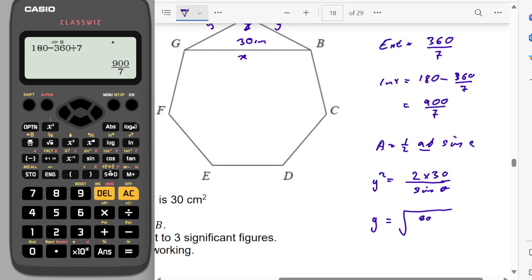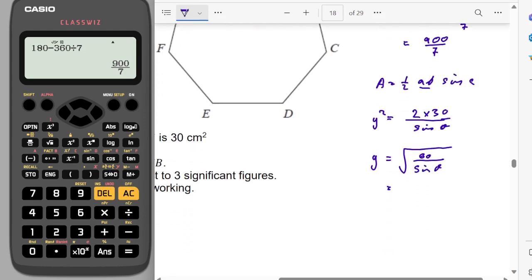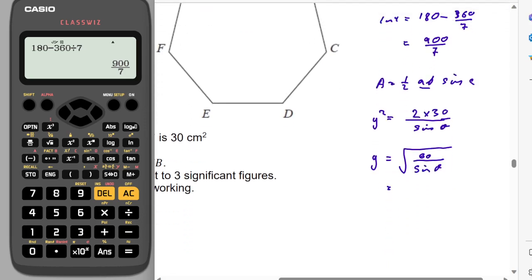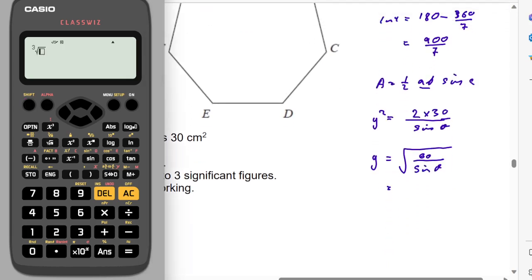60 over sine of that angle. That's not going to be very nice, I don't think, but let's have a look. So we want the square root of, not the cube root, we want the square root of 60 over sine of that answer that we just had in our calculator.